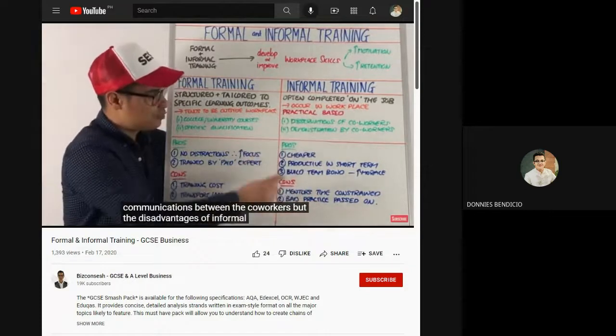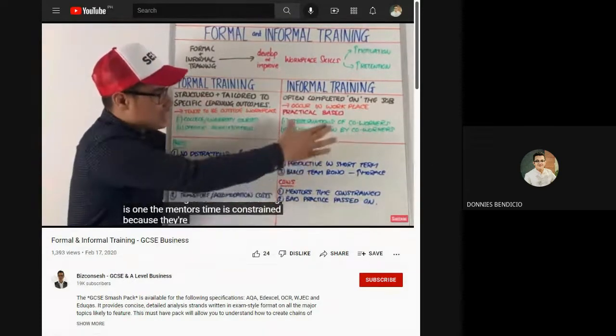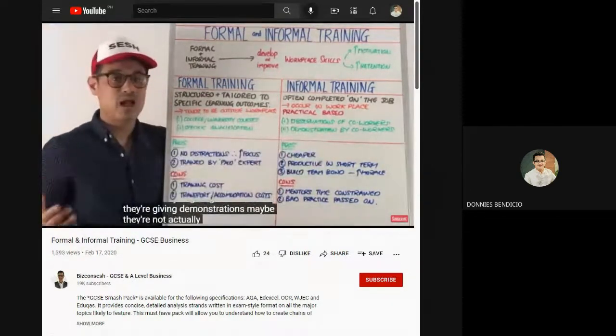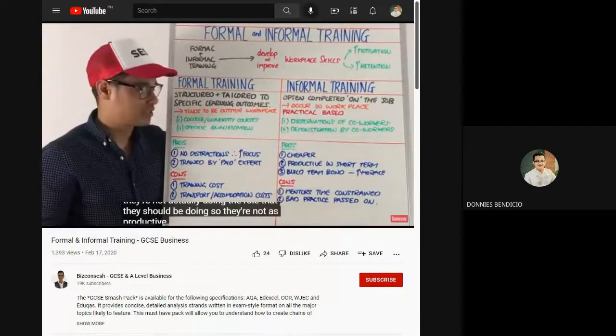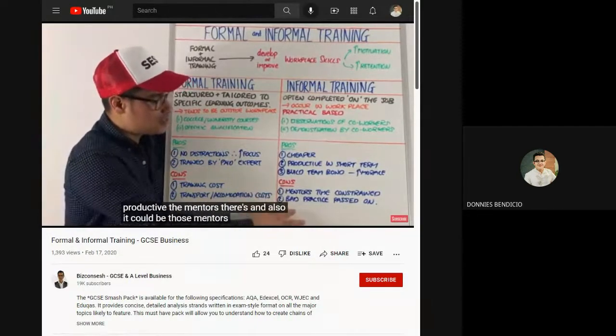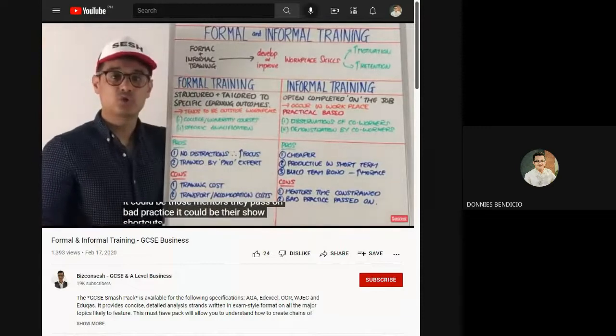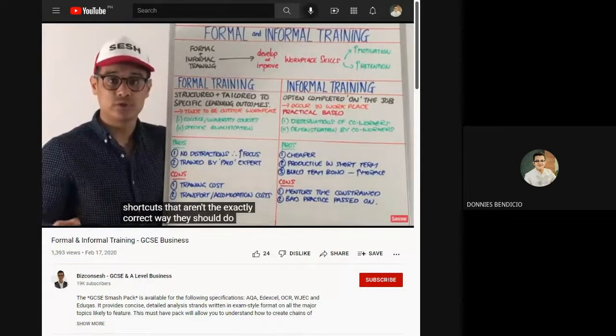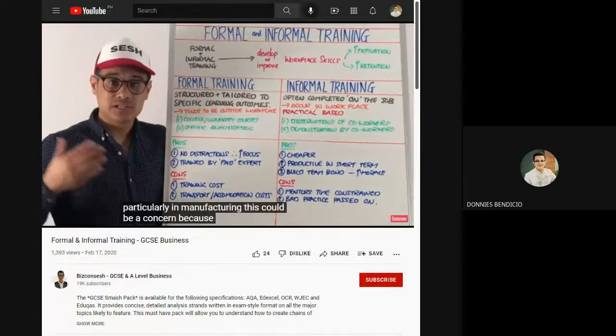But the disadvantages of informal training are, one, the mentor's time is constrained because they're giving observations, they're giving demonstrations, maybe they're not actually doing the role that they should be doing, so they're not as productive. And also it could be those mentors pass on bad practice. It could be they show shortcuts that aren't exactly the correct way that you should do it. Particularly in manufacturing, this could be a concern because it could lead to more defects.